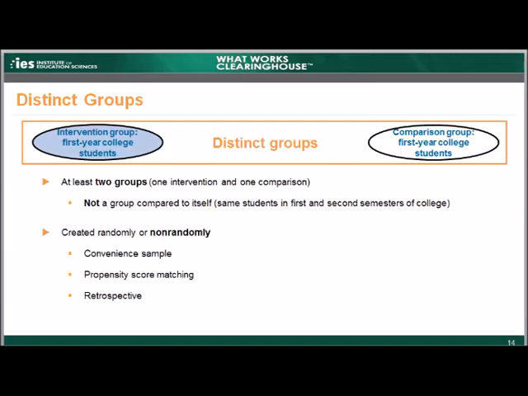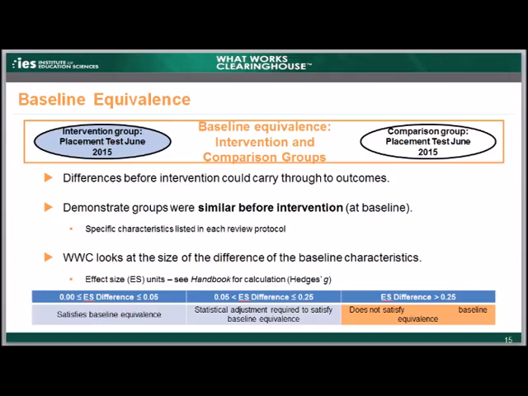Moving on, we now turn to the second factor, the similarity of the groups before the start of the intervention. This has come up a lot lately because it is a critical part of evaluating studies that do not use randomization to place students into groups. The key reason for this is that we want to be sure that the two groups are as similar as possible at the start of the intervention.